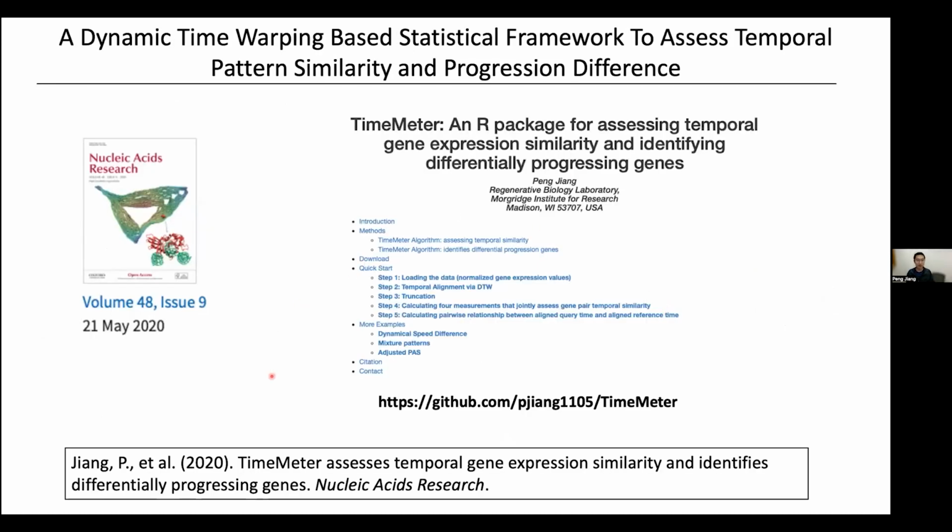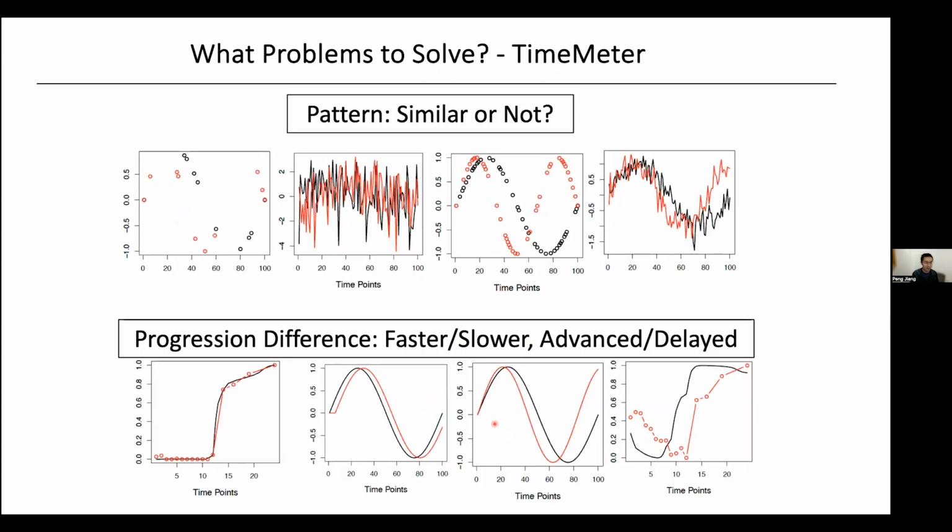So in this study, I will introduce our package called TimeMeter. I developed TimeMeter. TimeMeter is a dynamic time warping based statistics framework to assess temporal pattern similarity and progression differences. You can check TimeMeter on my GitHub, and the paper was published in NAR a couple of years ago.